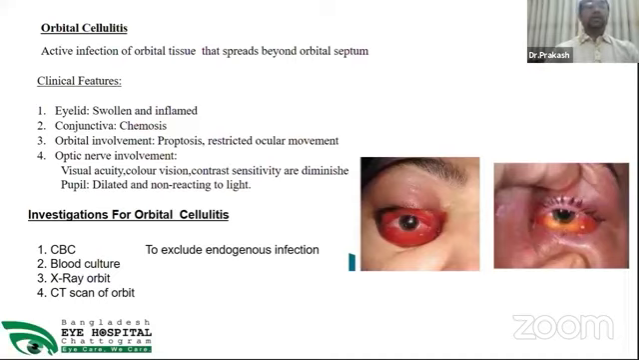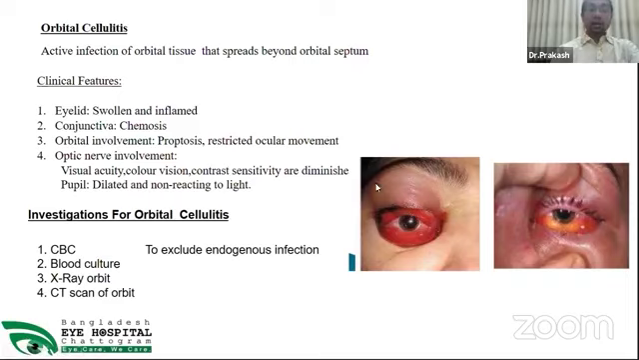But orbital cellulitis is a very serious condition. In orbital cellulitis, the infective focus spreads beyond the orbital septum, and that causes active infection or inflammation of the orbital tissue. As I mentioned earlier also, in orbital cellulitis the infective focus extends beyond the orbital septum, and orbital tissue is involved here. The clinical features are that the eyelids are swollen and inflamed, as you can see over here.